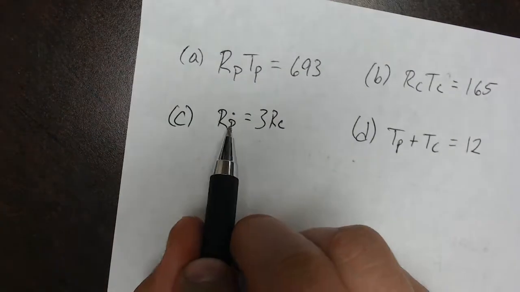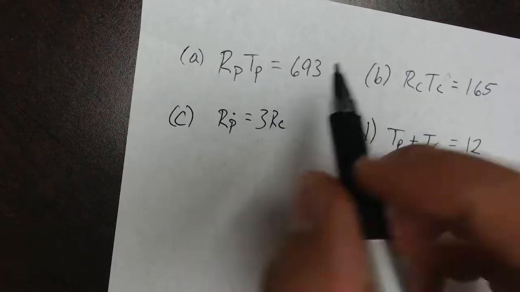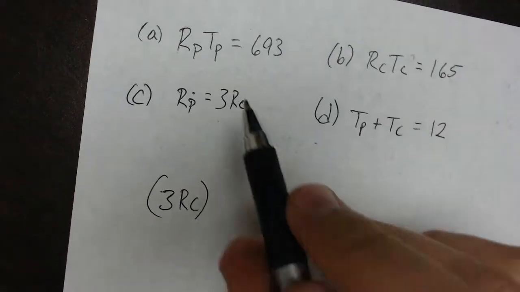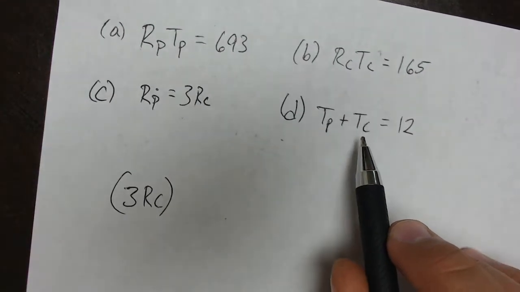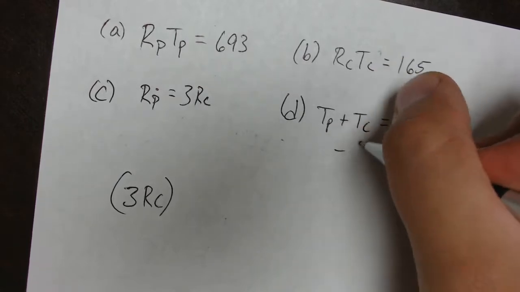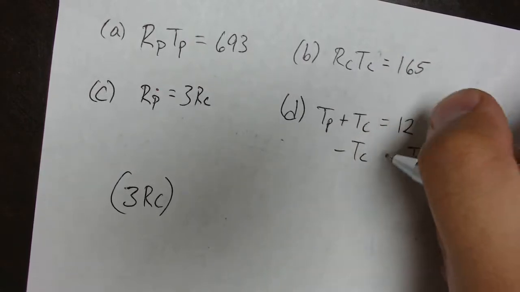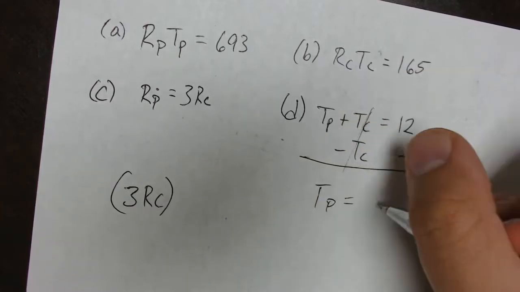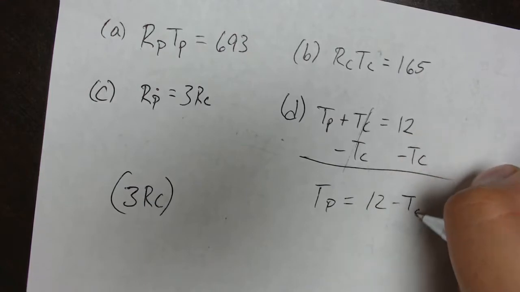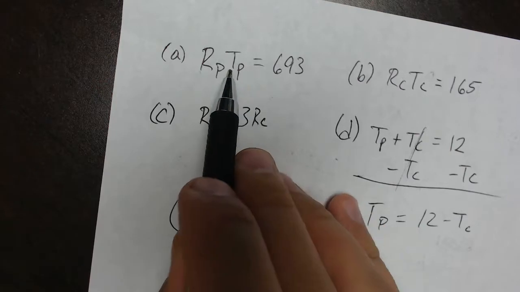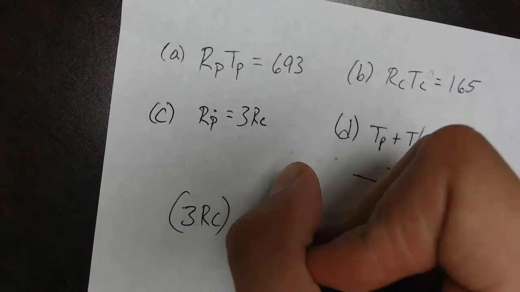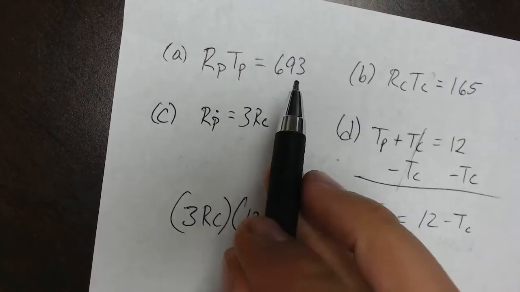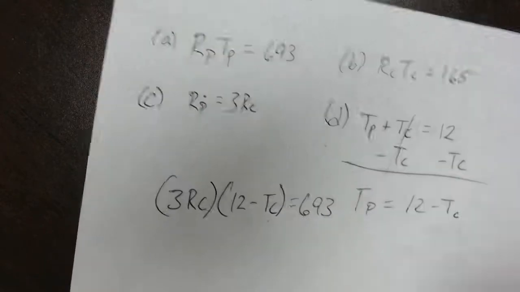Here I see that RP is equal to 3RC. So instead of writing RP in this equation, I'm going to write 3RC. Then I'm going to substitute inside parentheses. Now instead of writing time of P, I can write time of C. I just have to solve this equation. So if I subtract time of C from each side of the equation, I get time of P is equal to 12 minus time of C. So instead of writing time of P up here, I'm going to write 12 minus TC. And then to finish off this equation, that's going to equal 693.